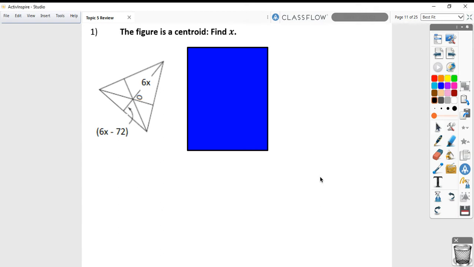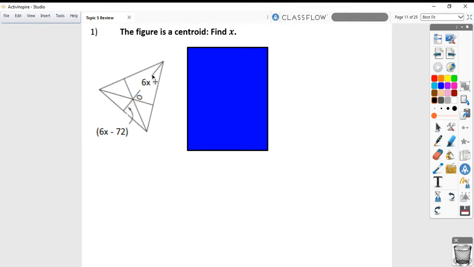Okay, we're looking at the test review for topic 5. So problem number 1 says this figure is a centroid. On your cheat sheet, it says that the centroid is created by medians, and the equations down at the bottom say that this longer piece of the line that cuts across is twice as much as the shorter piece right here.